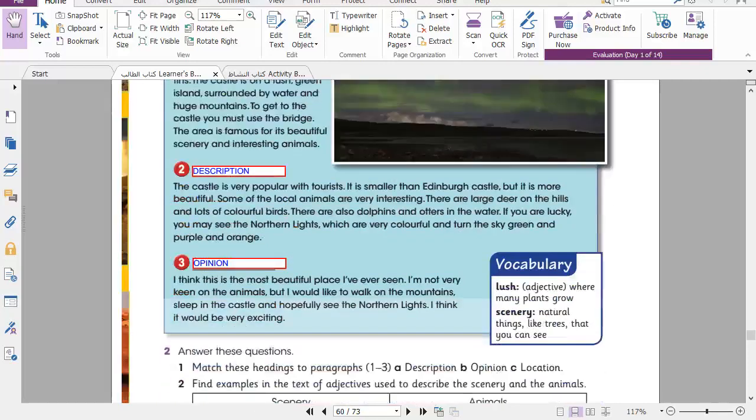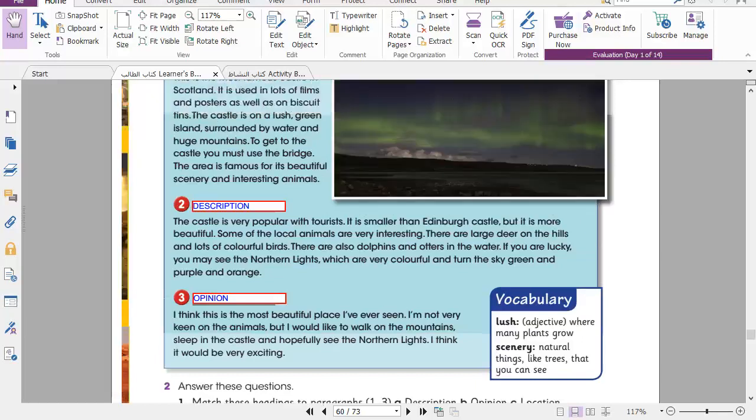Number 3, the passage represents an opinion about the island. So let us read together. I think this is the most beautiful place I have ever seen. I'm not very keen on the animals, but I would like to walk on the mountains, sleep in the castle, and hopefully see the northern lights. I think it would be very exciting. So my dear students, that's all about the passages and their headlines.